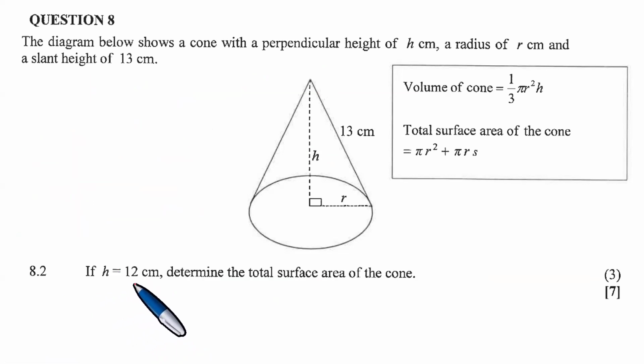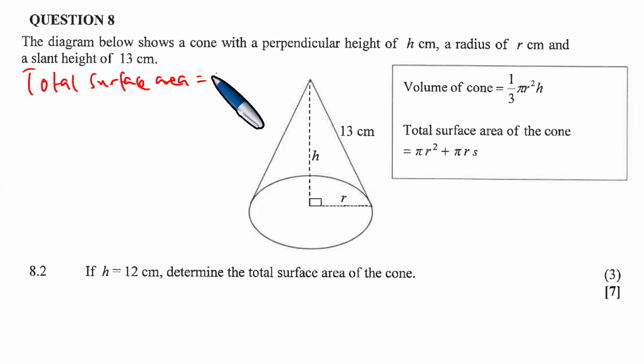If h is 12, determine the total surface area of the cone. First and foremost, we have knowledge of the formula for the total surface area of a cone. The total surface area is pi r squared plus pi r s.